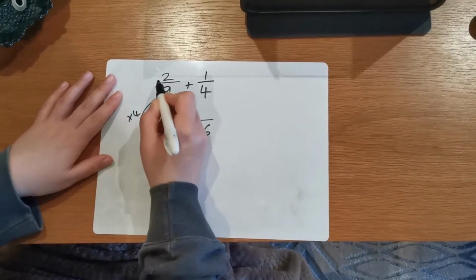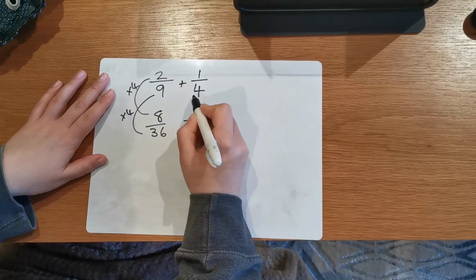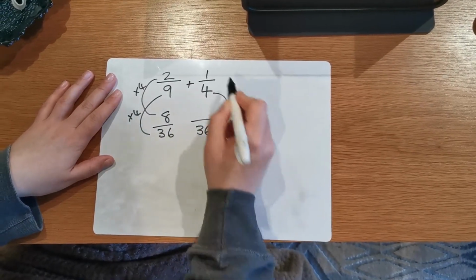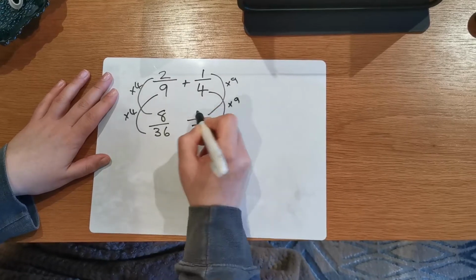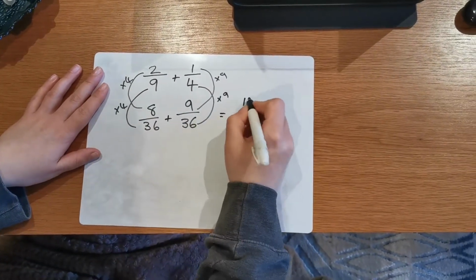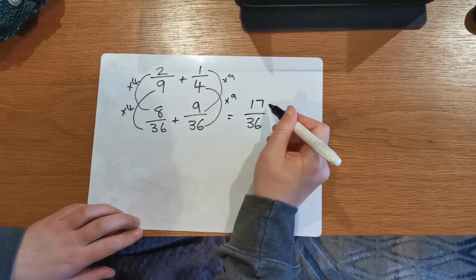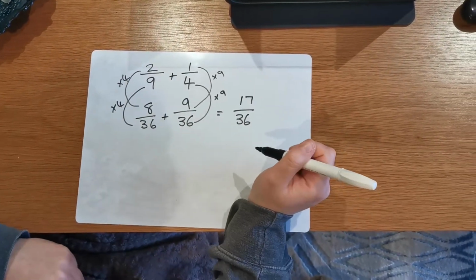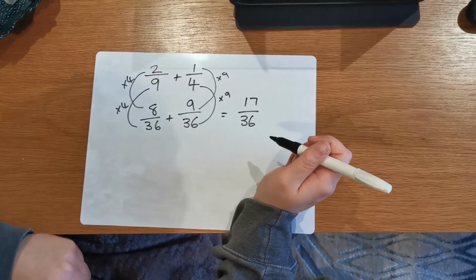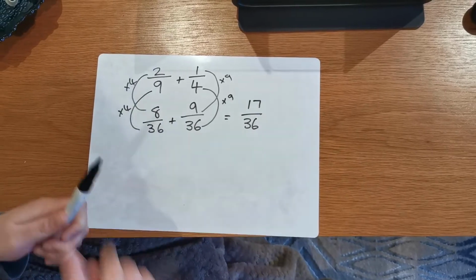So again, apply the granddad rule. So it becomes 8/36, add 9/36, and the answer is 17/36. And then if you need to put it in the simplest form, just have a look to see if that can be simplified. And in this case, 17 is a prime number, so I know it definitely cannot be simplified. Okay, right, let's step it up now to the most difficult level.